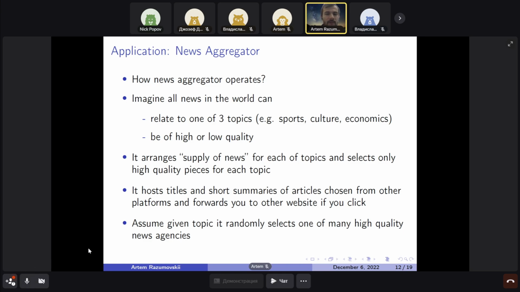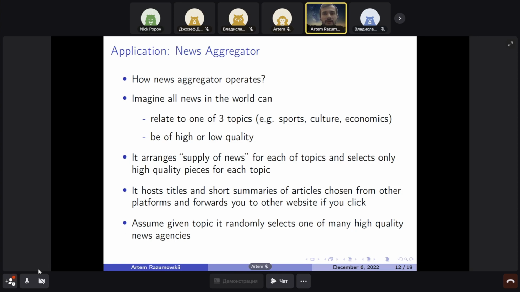Yes, so that we will think that if you have several, yeah, about the process of selection. So only high quality news are selected by the aggregator or not?